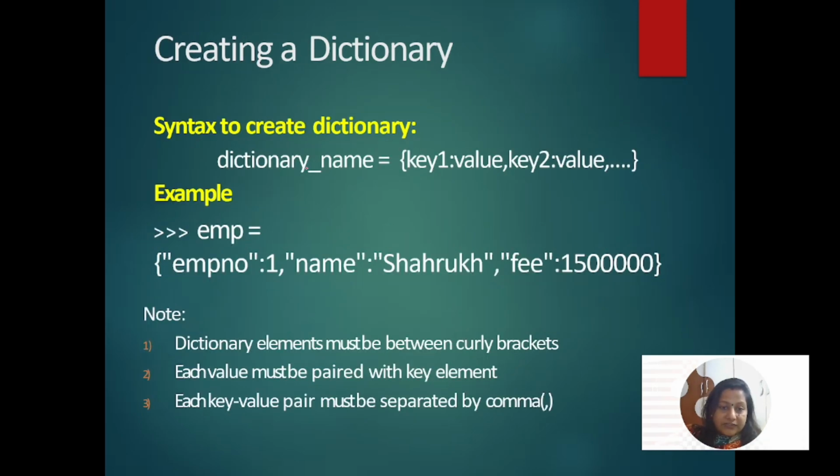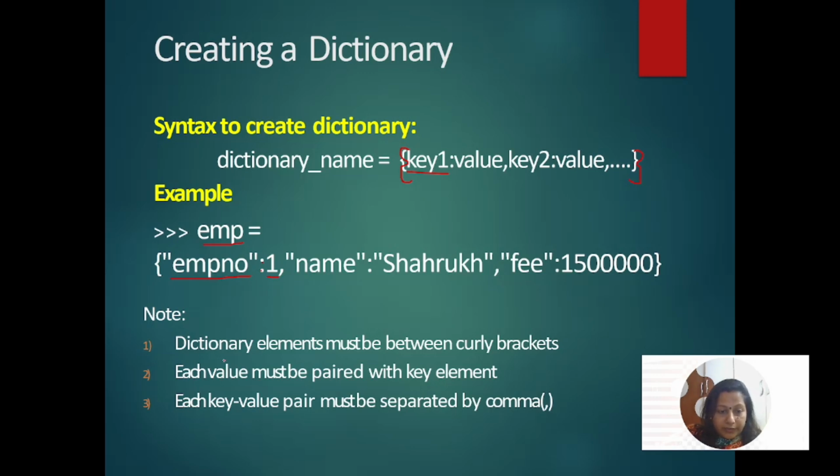Next, what is the syntax? Dictionary name, and you have to use the flower bracket. Key should be there and a colon, then the value, and key and value pairs separated by commas. For example, you can see EMP is my dictionary name. I'm using the curly bracket, like flower bracket, and a string EMP number, and the value is 1. Key and value are separated by a colon, and each key value pair is separated by a comma.